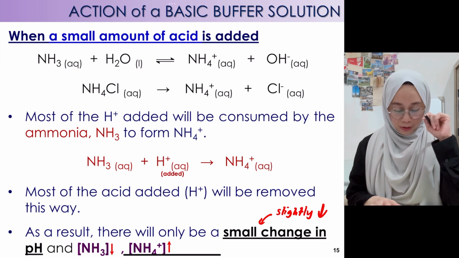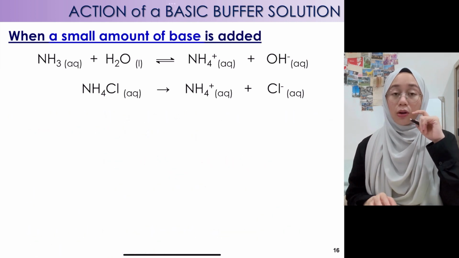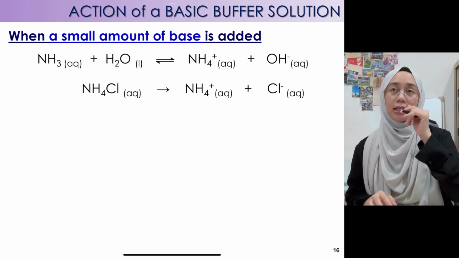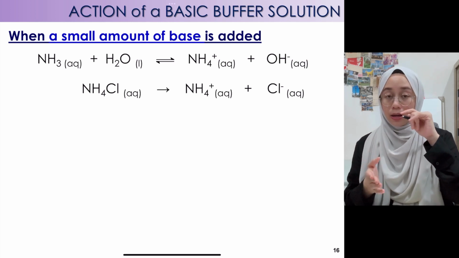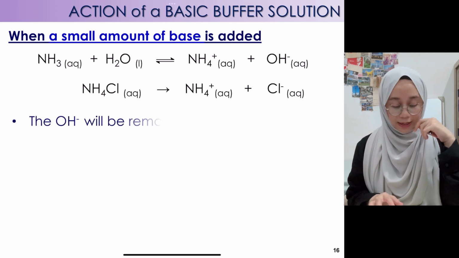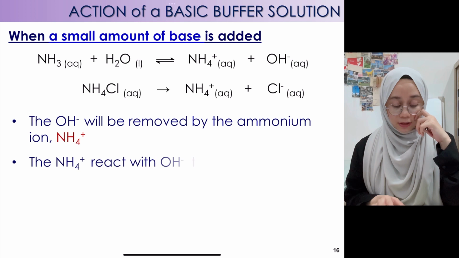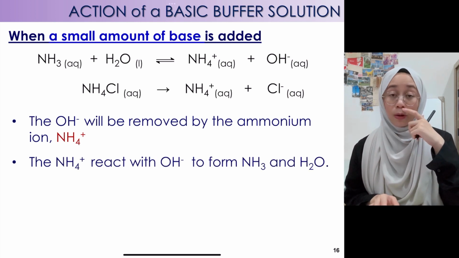Okay, so this one kalau kita tambah small amount of acid, so what if kita tambah small amount of base then? So since base OH minus, kalau kita tambah OH minus, so it's a base, therefore dia akan react with acid then, conjugate acid yang ada dalam buffer solution ni. So siapa? NH4 plus then. Okay, so the OH minus will be removed by the ammonium ion NH4 plus, so the ammonium ion react with OH minus to form ammonia and water.